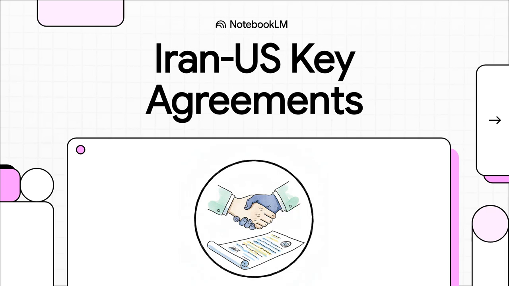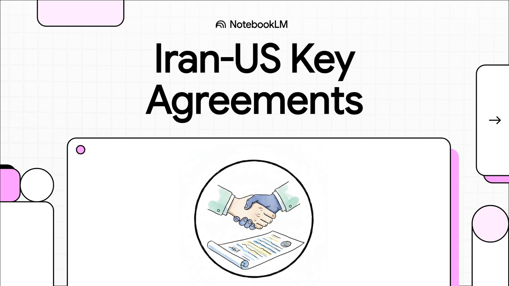Welcome to This Explainer. Today, we're unpacking a document of profound global significance. We're looking at the Iran-US deal, specifically all the key agreements. Now, for this session, we're going to take a calm, deeply analytical approach. We're stepping back from the daily news cycle to look exclusively at the structural anatomy of this deal.